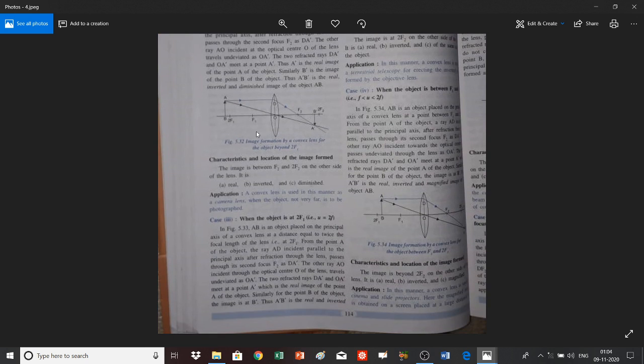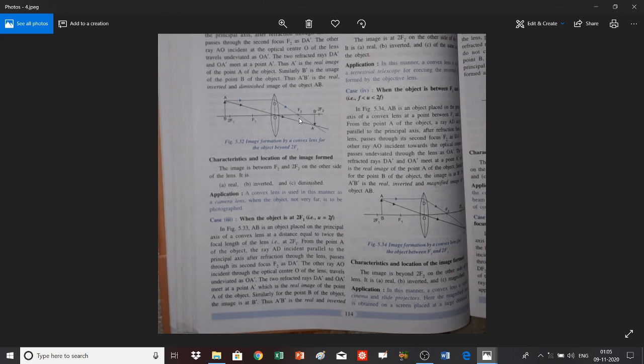So from here you can easily understand that this image is inverted with respect to the object. So this is one characteristic of this image. Number one, it is inverted. And it is real because these two refracted rays meet here, and you can obtain this image on a screen. And number two, it is diminished. That means the size of this image is very small with respect to the object.